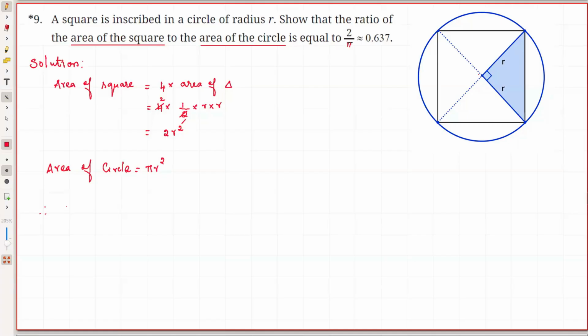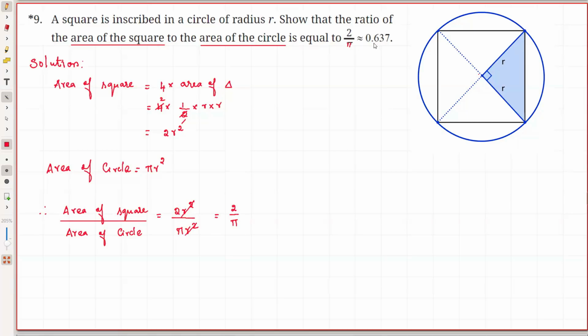Okay, therefore, area of square is 2r square. Divided by area of circle, which is pi r square. Okay, r square gets cancelled. We are getting 2 by pi.